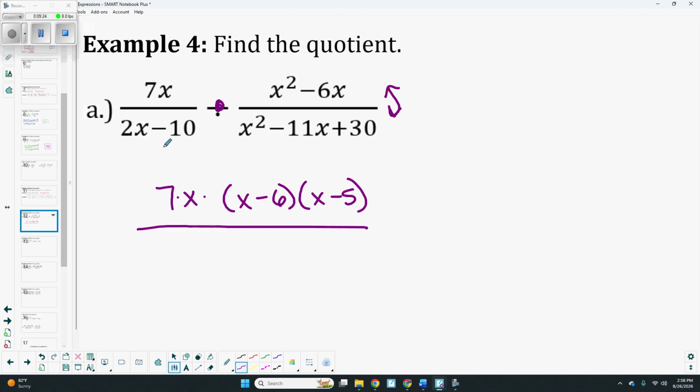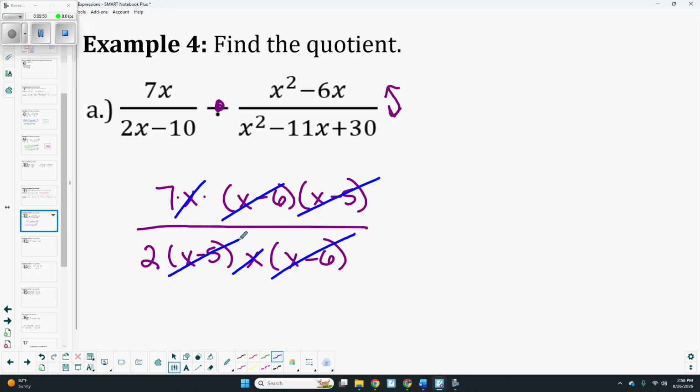For 2x minus 10, that's a GCF of 2, and I'm left with x minus 5. And then we had this top part that's going to the bottom, so x squared minus 6x also has a GCF of x, and I'm left with x minus 6. So for this one, an x will cancel with an x, an x minus 6 will cancel with an x minus 6, and x minus 5 will cancel with an x minus 5, and this is it, 7 over 2.